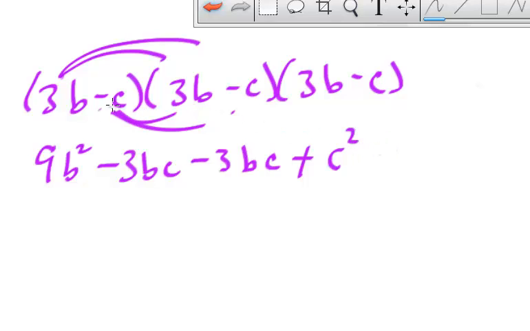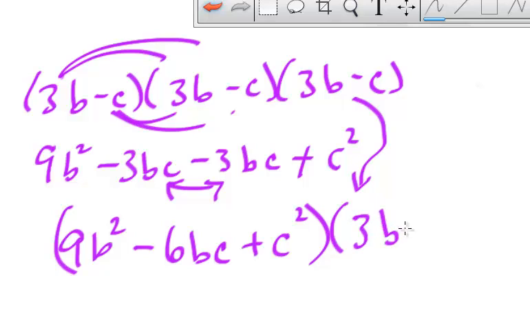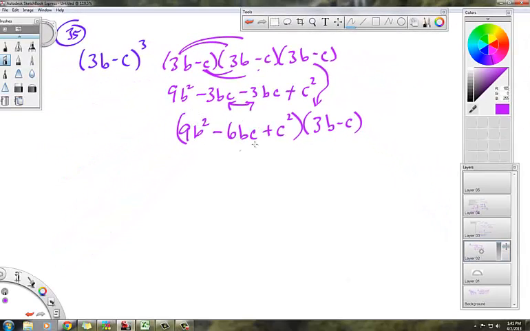Now this is just these two things multiplied together. If I simplify, and I need to put this together right here, these two, I'm going to get 9b squared minus 6bc, you see that? Plus c squared. That's all in parentheses. And then I'm going to bring this down, times 3b minus c. So this is going to get humongous here. So what I'm going to do is take each of these three terms in this bracket here and multiply it by each of these. So I'm going to have 6 total answers.